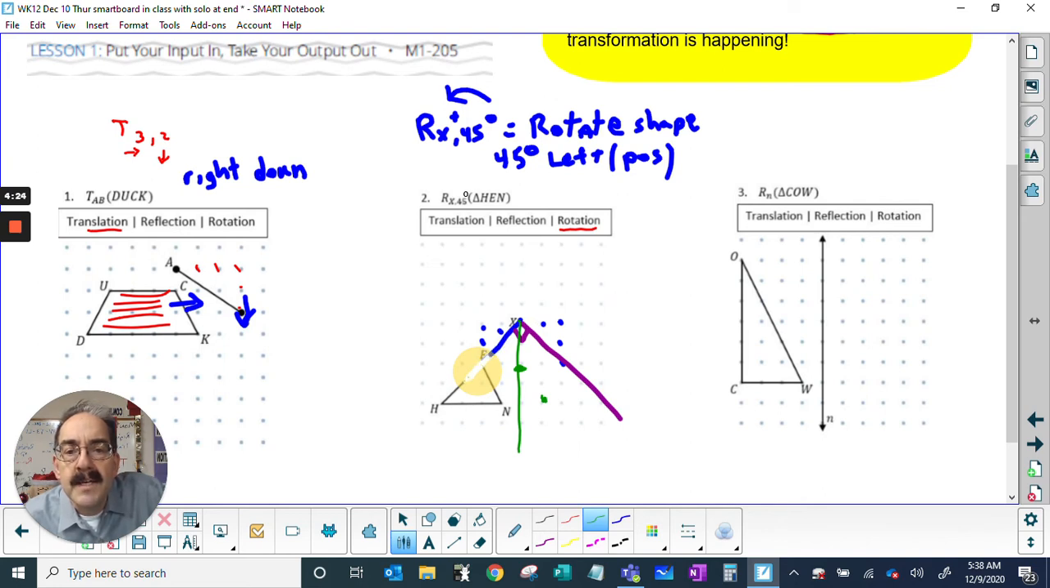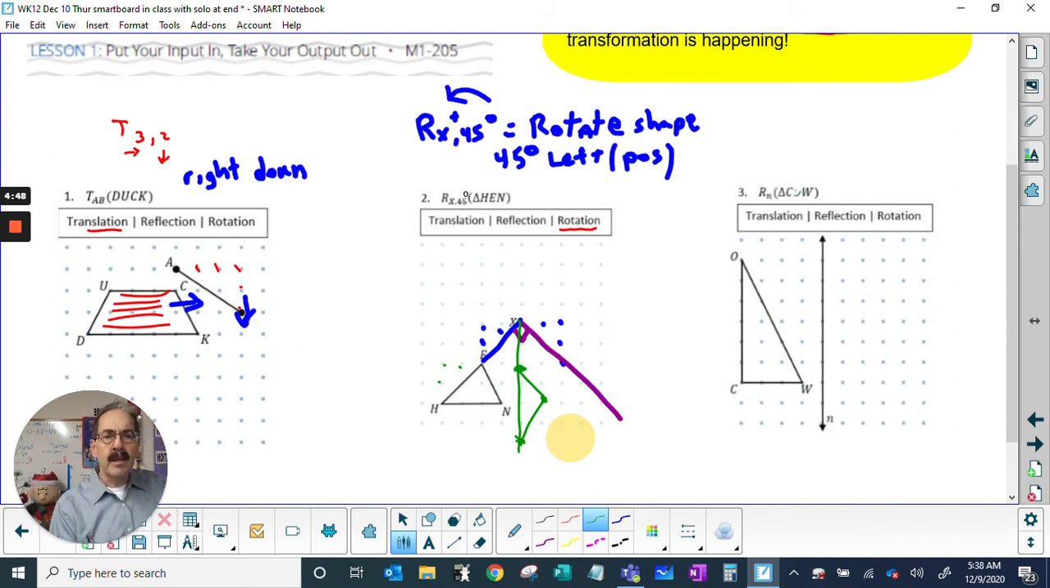This is like a straight line, isn't it? Yeah, that's a straight line. 1, 2, 1, 2. Something like that. Okay, and we'll practice that. But the key is to recognize what the notation says. All right, R sub n.